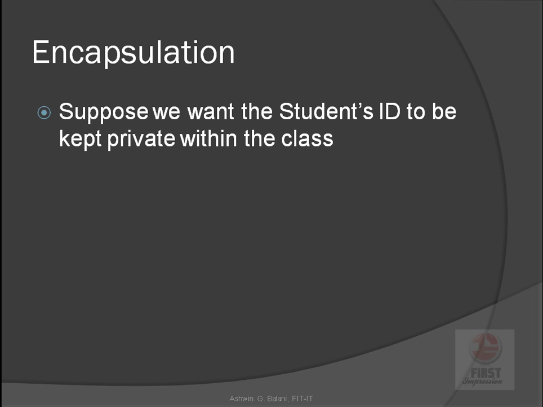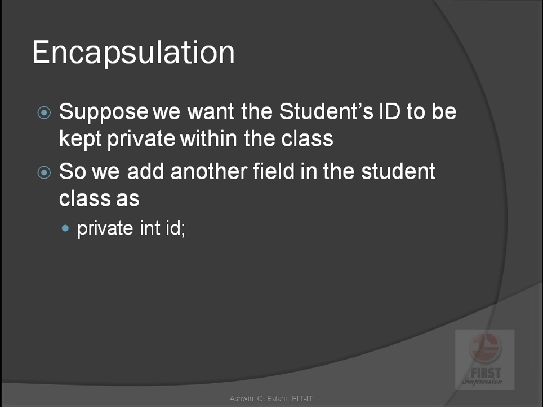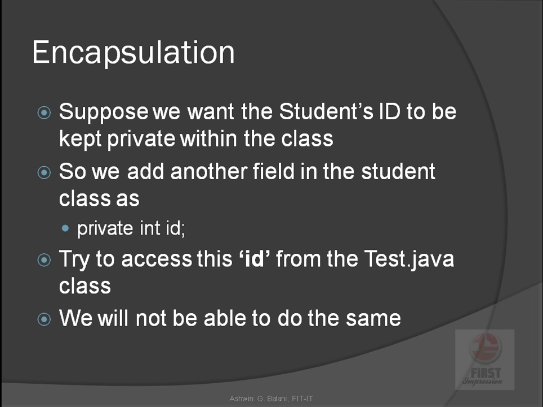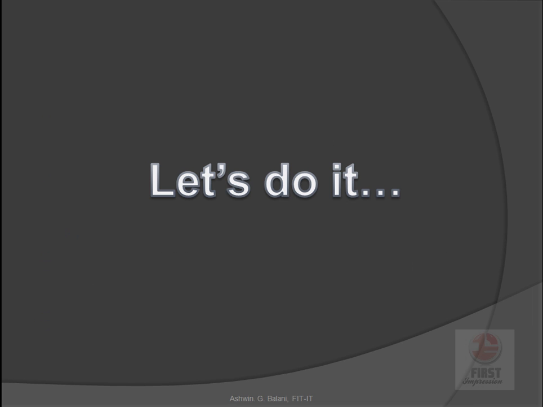Suppose we want the student's ID to be kept private within the class. So we need to add another field inside the Student class as private int ID. That indicates that we have a private integer ID which is internal to the class and we cannot access that variable outside the class. And if we try to access this ID from the Test.java class which we made earlier, we'll get an error and we will not be able to do it. So let's try to do it.